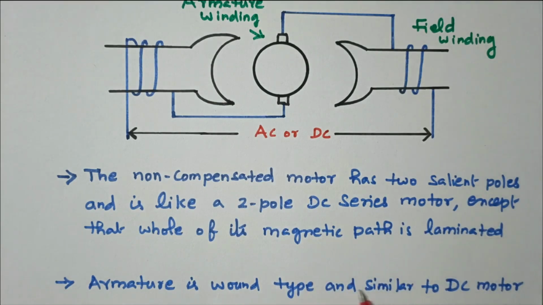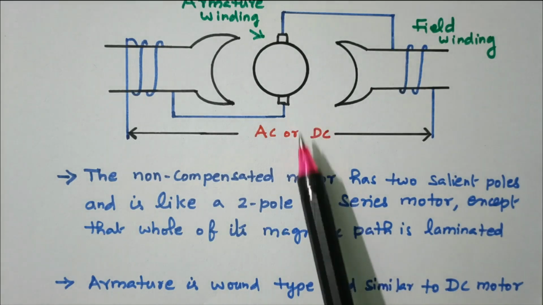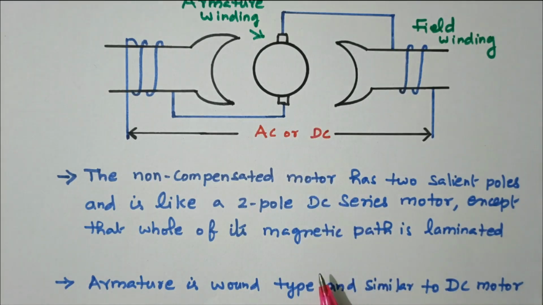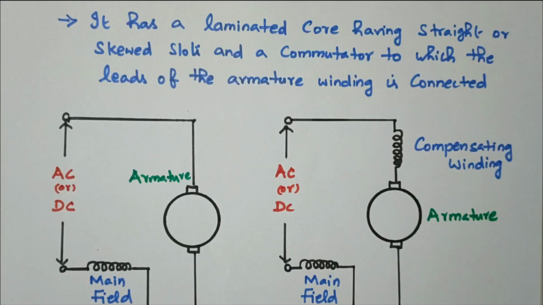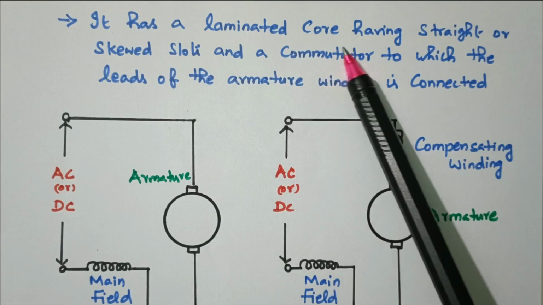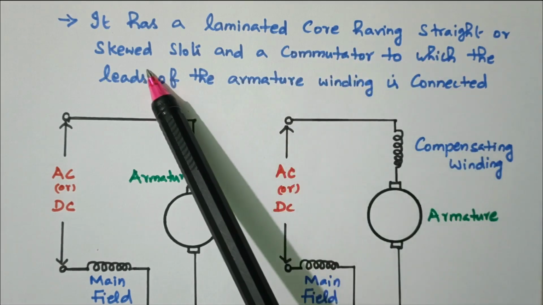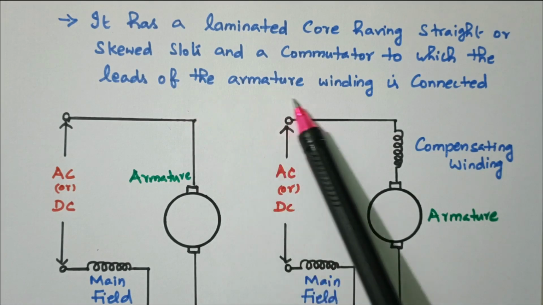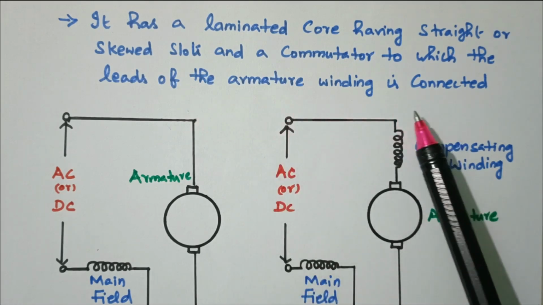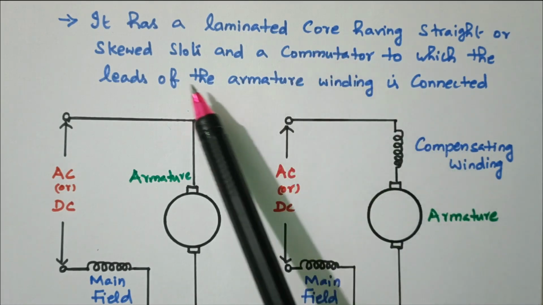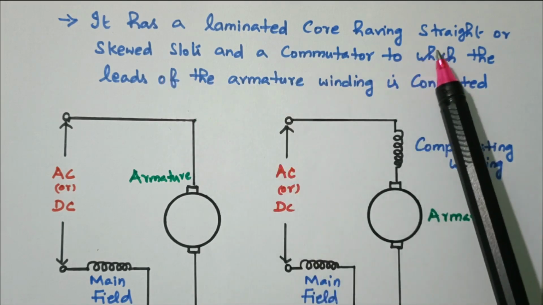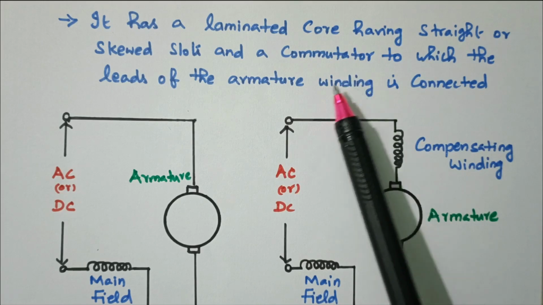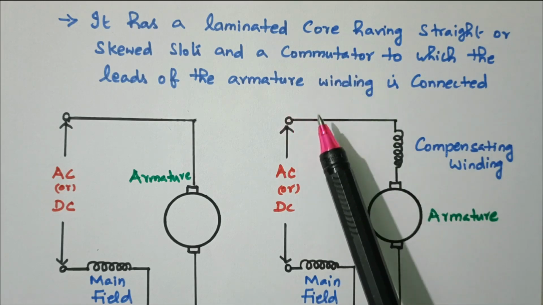Armature is wound type and similar to a DC motor. Armature is a normal DC motor. Now we'll see the further detail. It has a laminated core having straight or skewed slots and a commutator to which the leads of the armature winding are connected. Right? It's a laminated core, either skewed slot or straight, and a commutator to which the armature winding is connected.